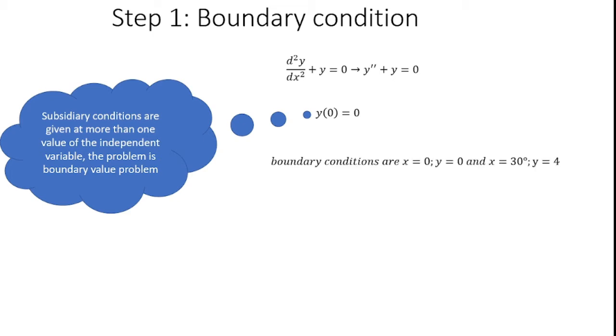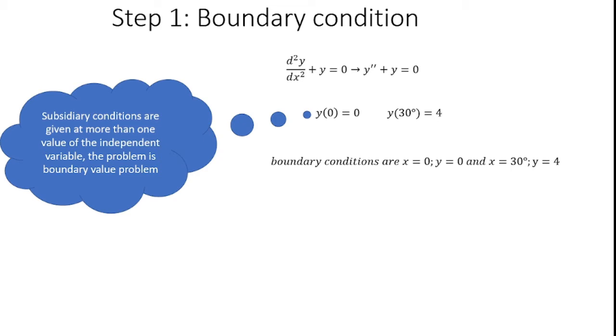What about the other boundary condition? y of 30 degree. This problem has another boundary condition, which is the difference between an initial value problem and a boundary value problem, because it has two subsidiary conditions. So this problem is called a boundary value problem.